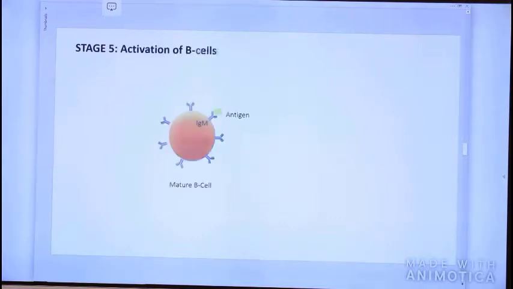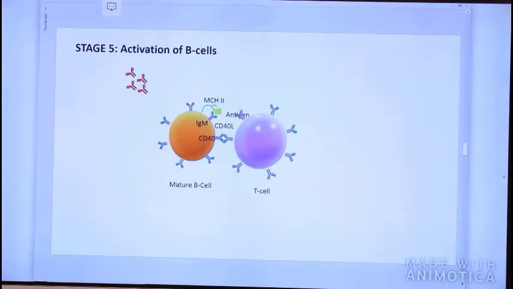Stage 5. The activation of B cells can be T-cell independent or T-cell dependent. Notice that T-cell independent activation does not result in the production of memory B cells. B cell activation is initiated when the IgM and MHC II of B cells bind to antigens. Then CD40 ligand on T helper cells binds to the protein CD40 on B cells. Other cytokines also help to activate B cells.